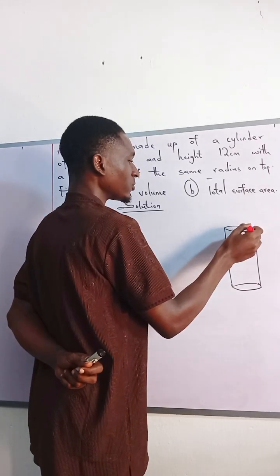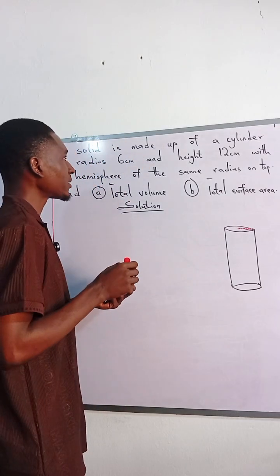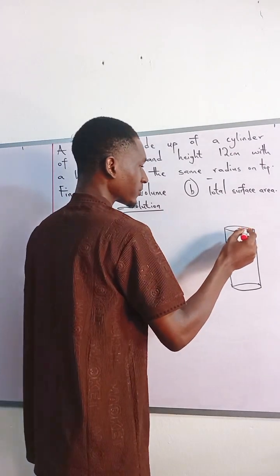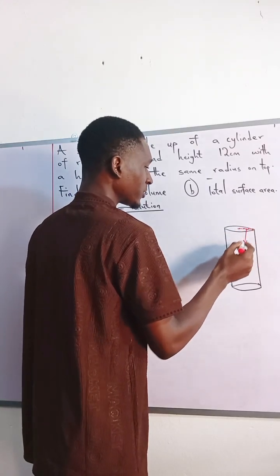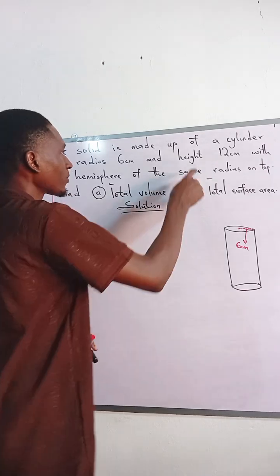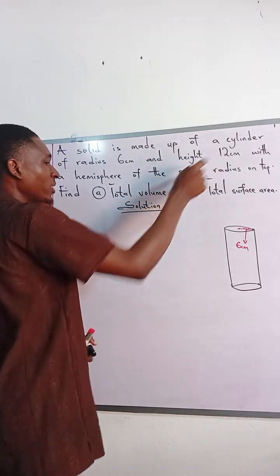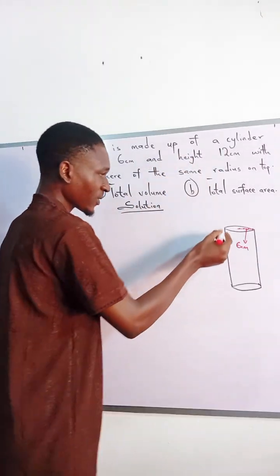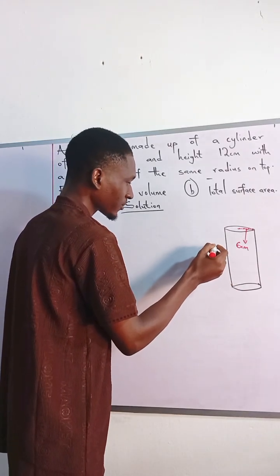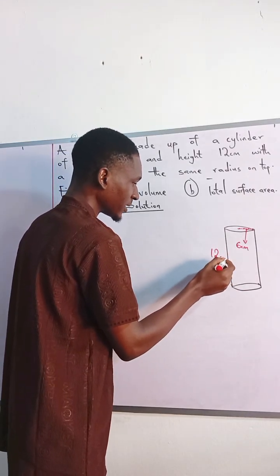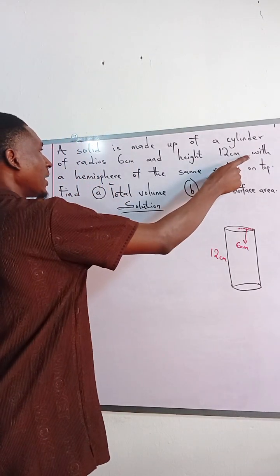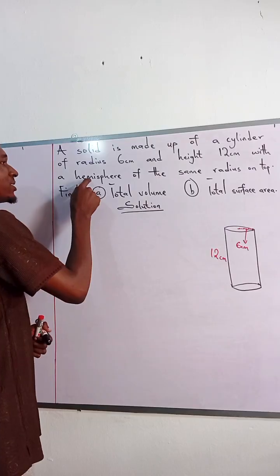We are told that the radius is what? 6 cm. Now, the radius is what? 6 cm. And the height is 12 cm. What is the height? From here to here is the height. And we are told it is what? 12 cm. And the shape is with a hemisphere.